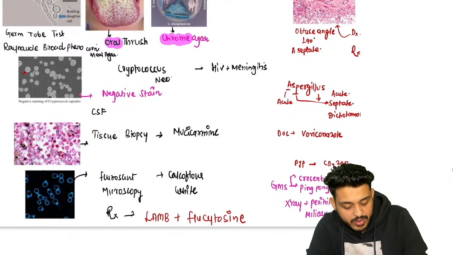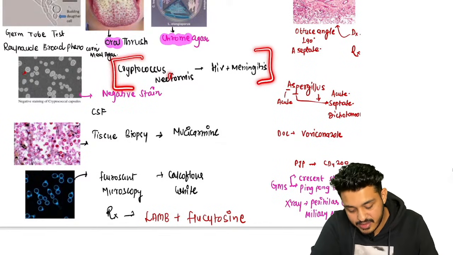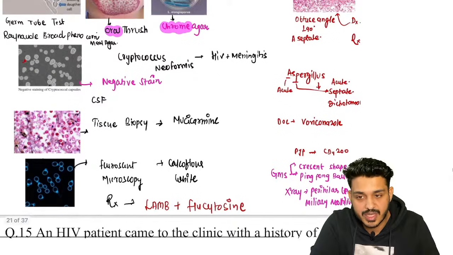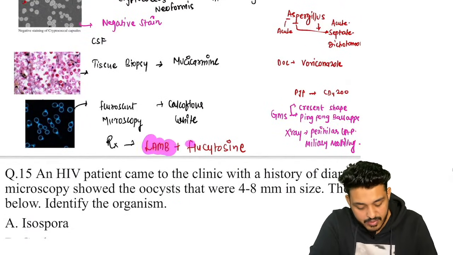Cryptococcus neoformans is the most important cause of meningitis in HIV positive patients. HIV positive patient with meningitis, your answer will be Cryptococcus neoformans. Okay, and the treatment will be liposomal amphotericin B along with flucytosine.